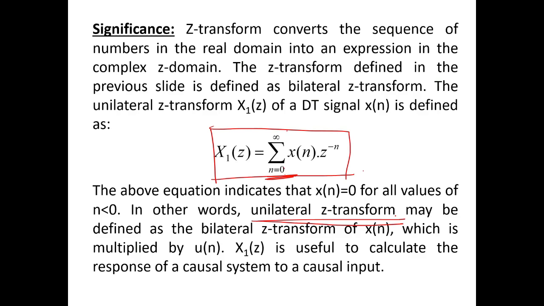What does this equation indicate? It indicates x[n] is equal to 0 for all values of n less than 0. What was the condition of causal signals? Causal signals start from 0 and are right-handed signals. So lastly, as I told you, the unilateral Z transform is useful to calculate the response of a causal system to a causal input.